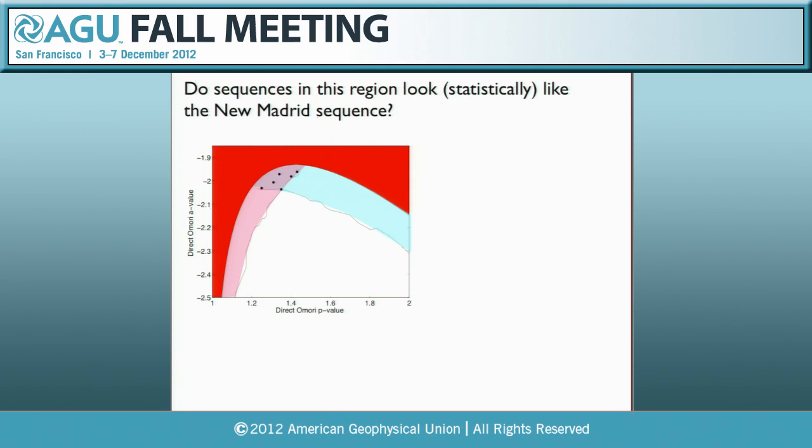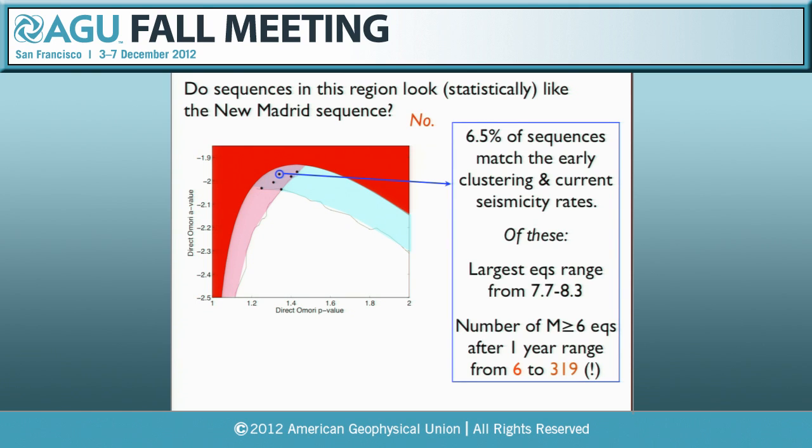So what about sequences in this remaining allowed region of the phase space? Do they look like New Madrid? Well, no, not really. For example, in the sequences at this point here, we get a fair number of sequences that do match early clustering and current seismicity rates, but they also do not match other aspects of the New Madrid sequence. First of all, the largest earthquakes in this range are extremely high, much higher than we think the New Madrid earthquakes probably were, and, most importantly, higher than we've seen in the intervening time.